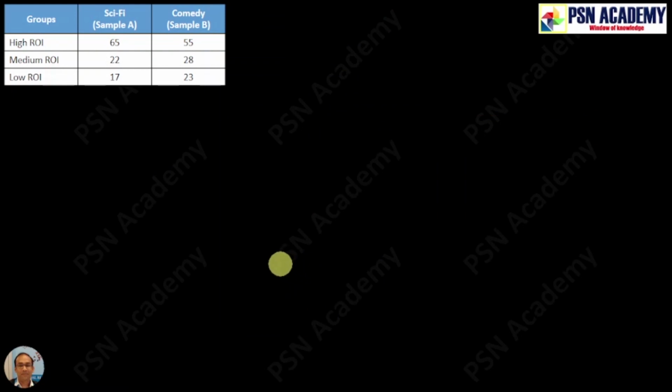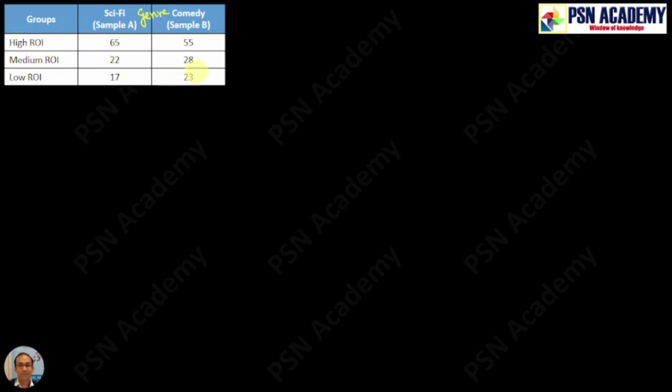Now, here we go with an example. We have the genre on this side, G-E-N-R-E, and we have taken two genres. The sci-fi is the first one and we call it sample A, and the second one is comedy and we call it sample B. And on this side, we divided the ROI into three groups. The first one is high ROI, the second one is medium ROI, and the third one is low ROI. So we call these groups on this side, and we have samples on this side.